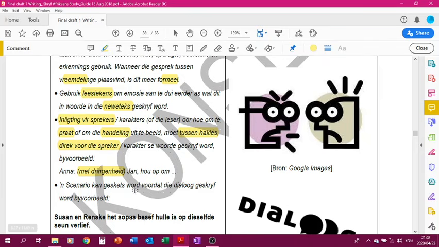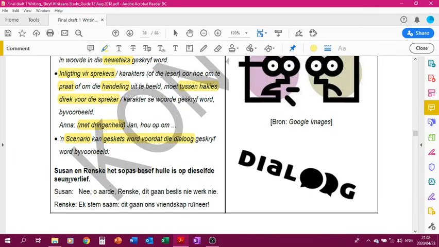Nou, 'n scenario kan geskets word voordat die dialoog geskryf word. So a scenario can be created before the dialogue is written. For example, Susan en Renske het sopas besef hulle is op dieselfde seun verlief. So Susan en Renske has just realized they are in love with the same boy. Then Susan sê, nee, o aarde Renske, dit kan beslis nie werk nie.